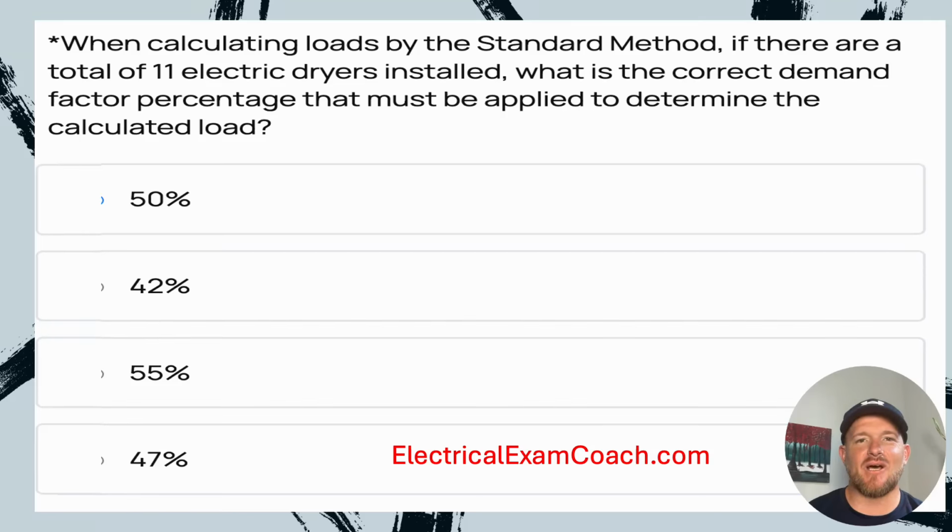When calculating loads by the standard method, if there are a total of 11 electric dryers installed, what is the correct demand factor percentage that must be applied to determine the calculated load? The options were A, 50%, B, 42%, C, 55%, and D, 47%. And the correct answer is 47%.